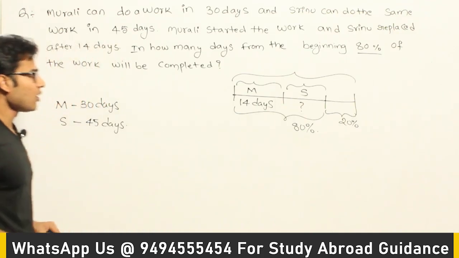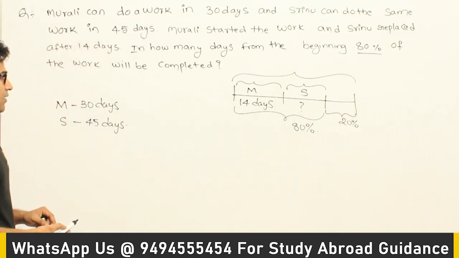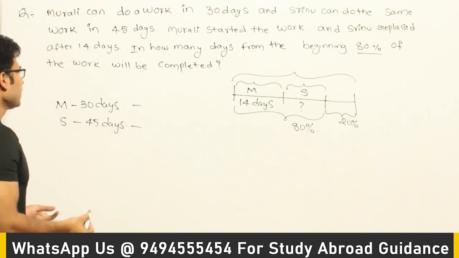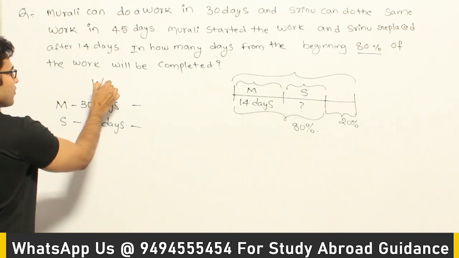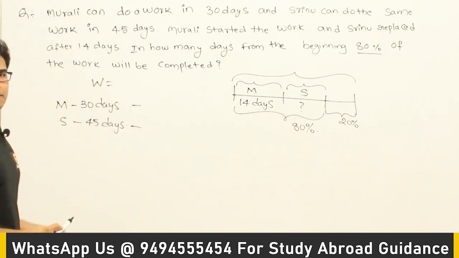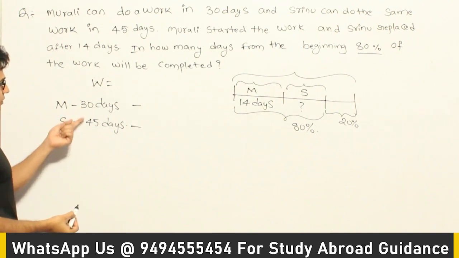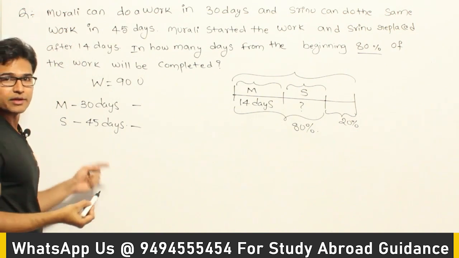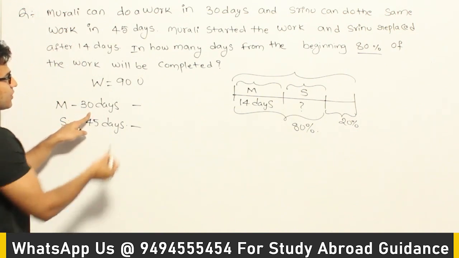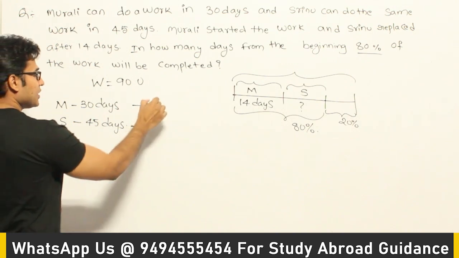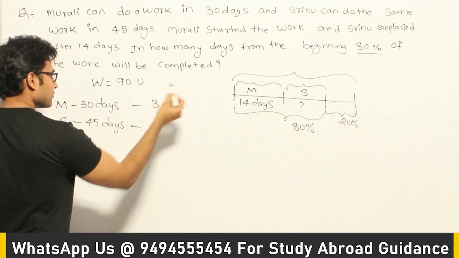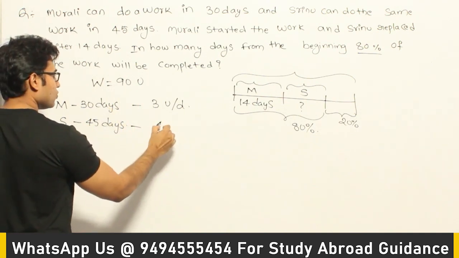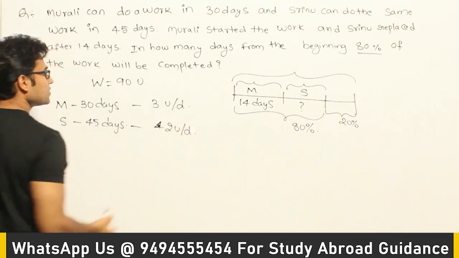Got it? Okay. Now let's try to solve it. Let's try to find out the rate at which Murli and Srinu are working. Since we don't know the rate, let us assume that the total work is some number. So what will be a better number for these two? You can take anything. I am getting 90 units in my mind, so I have just taken it. Then what is the rate at which Murli is working? 90 by 30, which means 3 units per day. And what is the rate at which Srinu is working? 90 by 45, which means 2 units per day. This is the rate at which they are working.